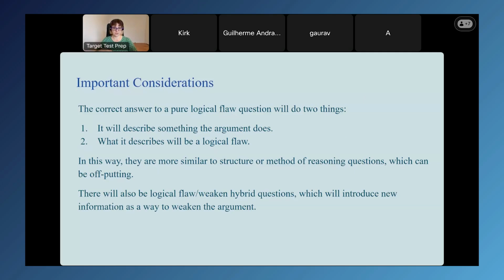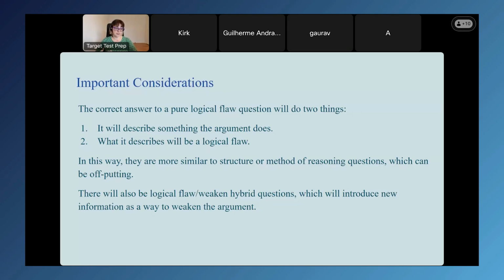Pure logical flaw questions are not super common, but they do teach you valuable skills about spotting flaws in arguments, which all arguments will have. That is how arguments work in critical reasoning. So even though pure logical flaw questions aren't super common, you will have to apply these skills in basically any argument question. To get started, the correct answer to a pure logical flaw question will do two things.